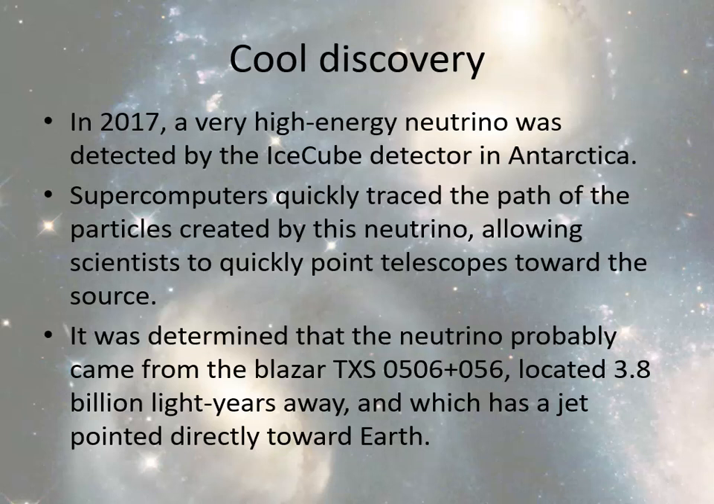Now, cool discovery. In 2017, a very high-energy neutrino was detected by the IceCube detector in Antarctica, and when supercomputers traced the path of the particles that created that neutrino, that allowed scientists to pin down the blazar with the nice romantic name of TXS 0506+056 as the probable source of that neutrino. It's a blazar 3.8 billion light years away, and that is actually close as blazars and quasars go. Most blazars and quasars are on distances on the order of 10 or 11 billion light years away, when the universe was a fraction of its age today.